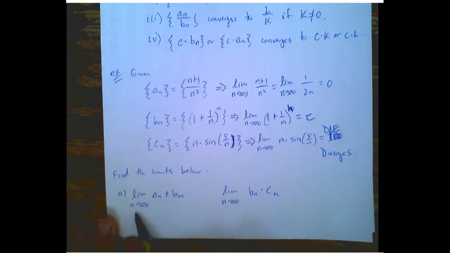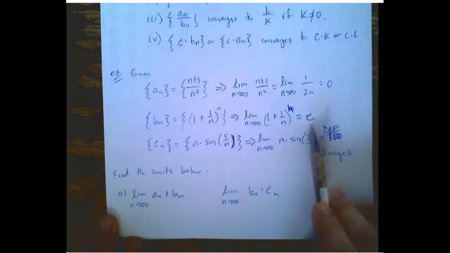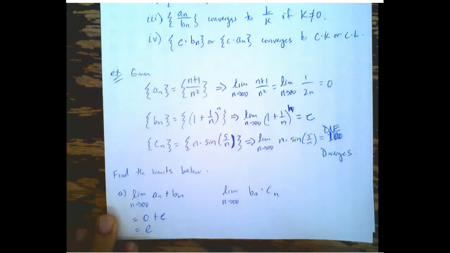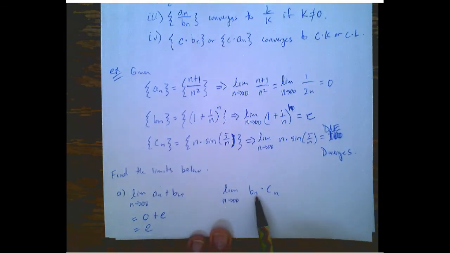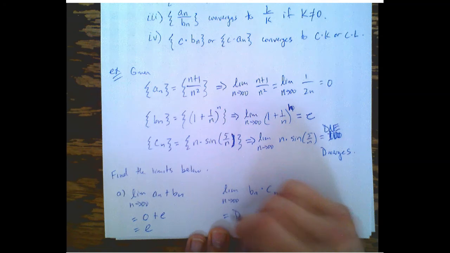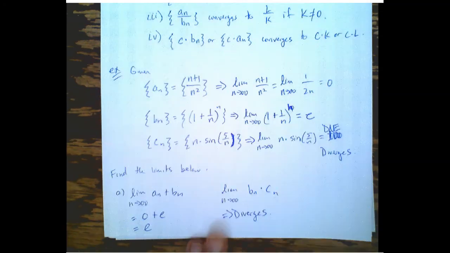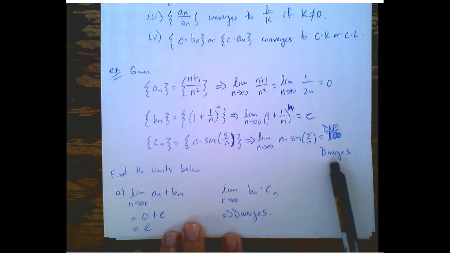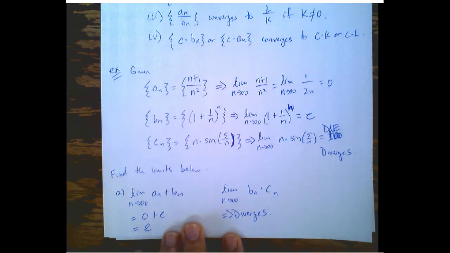So if we notice here, the limit of a sub n plus b sub n is simply the sum of the limits. So 0 plus e is e. Now here, b sub n times c sub n, note that c sub n does not converge, therefore this diverges. Because b sub n's limit is a value, but this guy just oscillates and gets larger and larger, so this limit is also going to diverge.